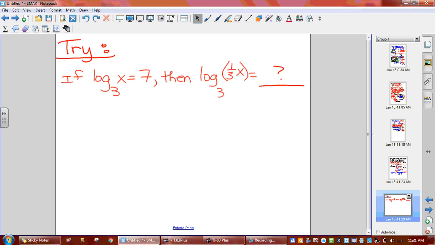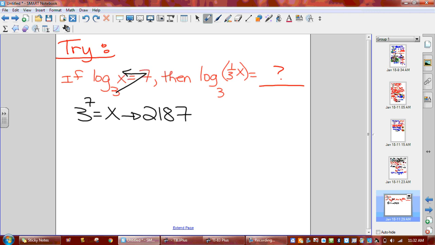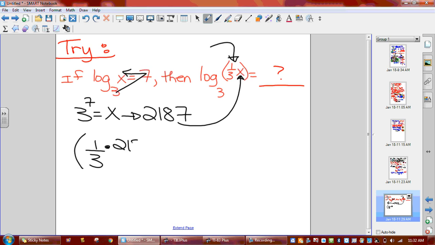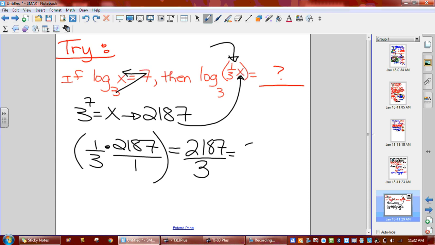Okay, let's take a look here. First thing we're going to do is convert to exponential. So we have 3 exponent 7 equals x, which is equal to 2187. Then we substitute that in for x. So I'm just going to do the fraction. I'm going to solve the fraction first to get it to one number. So I'm going to have 1/3 times 2187 over 1. You're going to multiply tops, multiply bottoms. You're going to get 2187 divided by 3, which is 729. That's the number that's going to sit in the brackets.